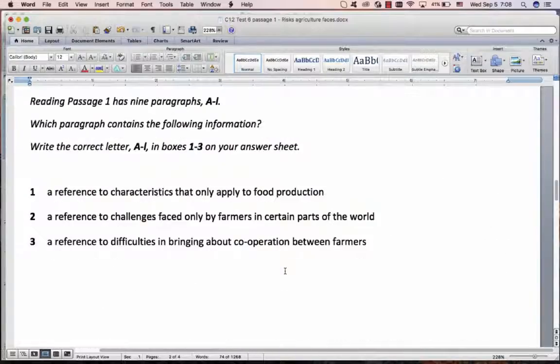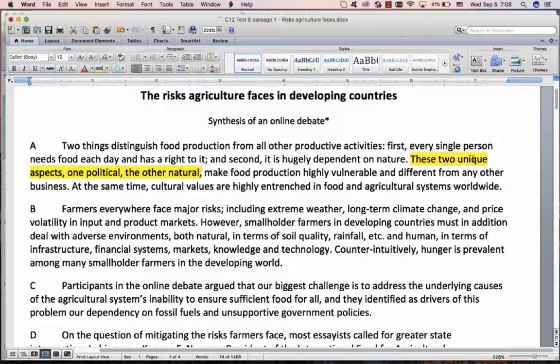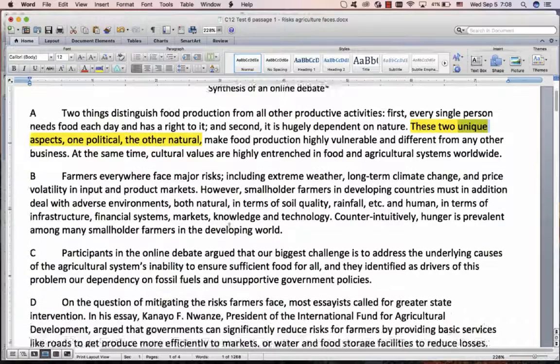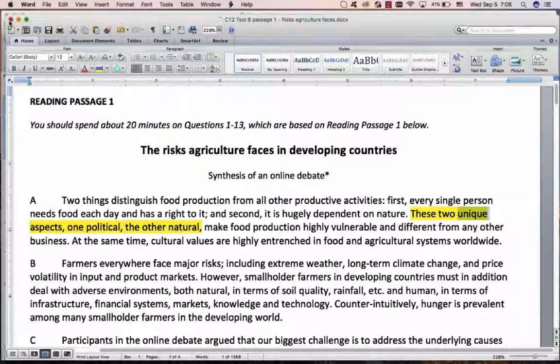They asked this question over here: characteristics that only apply to food production. That's the only, unique, aspects, characteristics. So that language gave you the answer for that question. So it's important language. Right, another example.